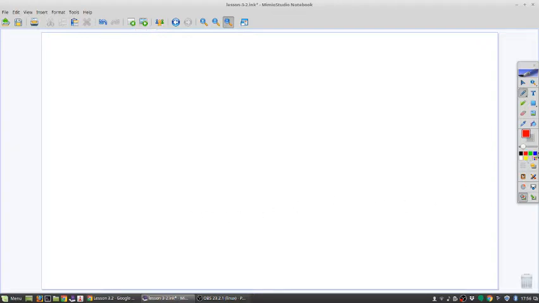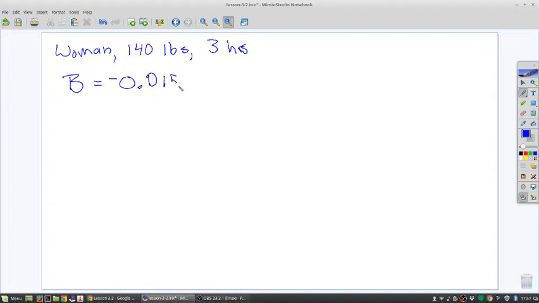So we have a new scenario. In this new scenario, again, we have that woman, and she's 140 pounds, but we want to know what's going on at 3 hours. So remember our equation, B equals negative 0.015 times the time plus that 2.84 number times the number of drinks all over the weight times the gender.